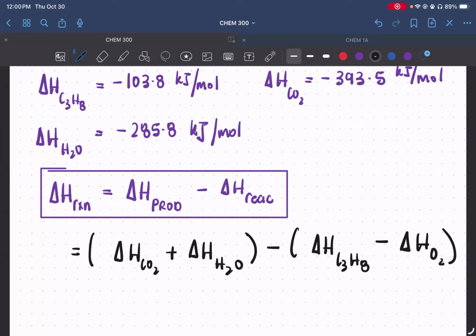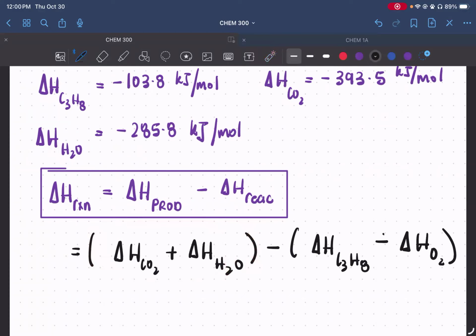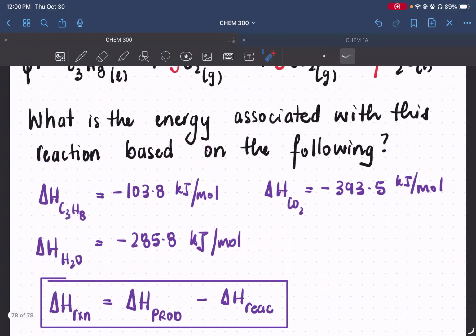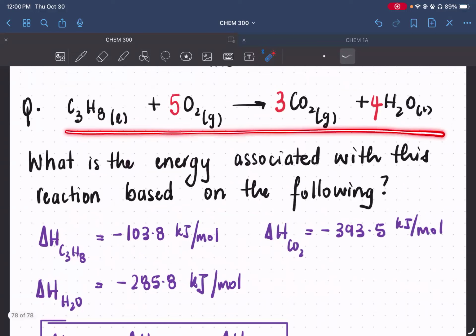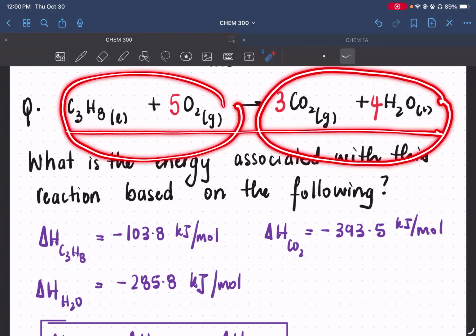Look carefully at what I've written here. Not only are these the products, but I'm summing them together. Not only are these the reactants, but I'm summing them together over here as well, and taking the difference in their energy. In other words, to calculate the energy of the reaction, it is the difference between the energy of the products and the energy of the reactants.